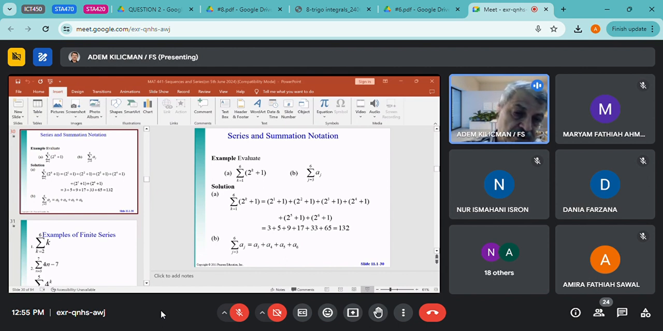Okay, similarly, you can do this, k from 1 to 5, 4 power k, or 4 to the k. Again, 4 to the 1 plus 4 to the 2 plus 4 to the 3 plus 4 to the 5 again.